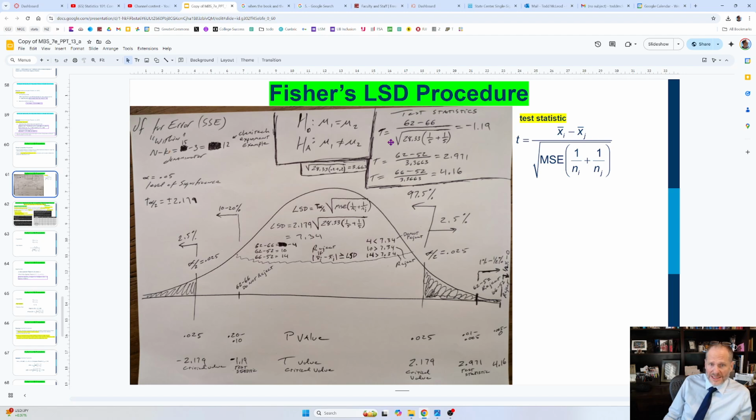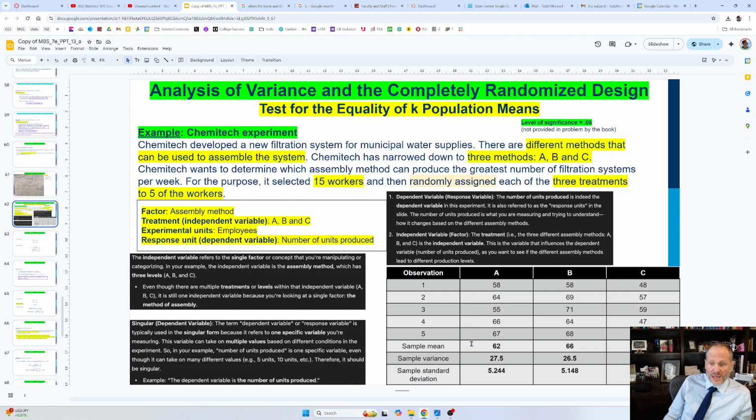negative 1.9, 2.971, and 4.16. These are t-values. These are test statistics. We could come down here and put them on this row with our t-values. Here's negative 1.9, here is 2.971, here's 4.16. Looking at this graph, we can see we do not reject the 62 to 66. The difference between those two, we do not reject the null hypothesis. We say those population means are equal. They're coming from the same population, okay?